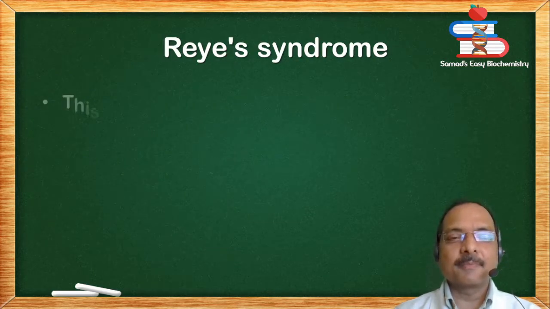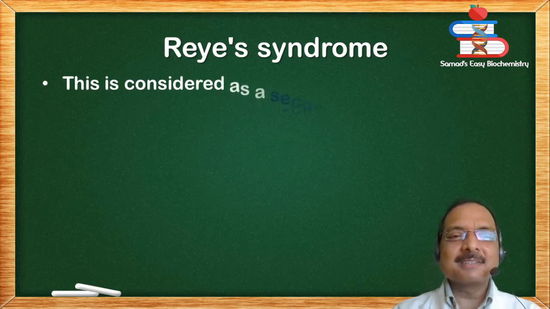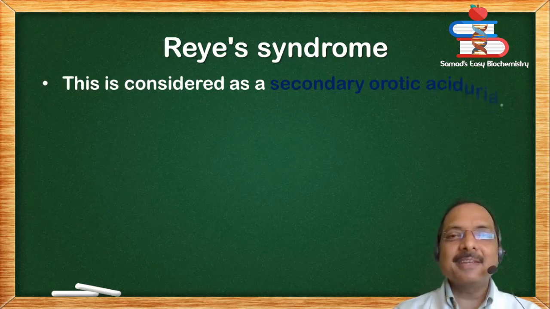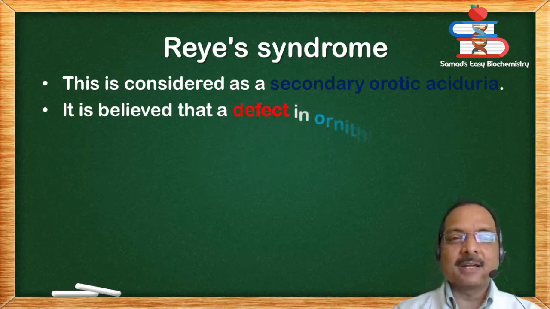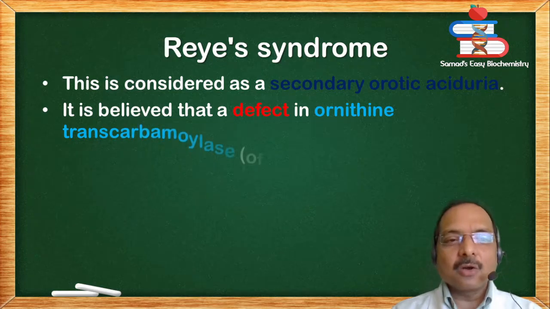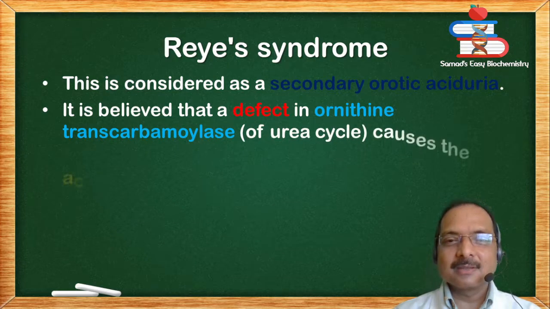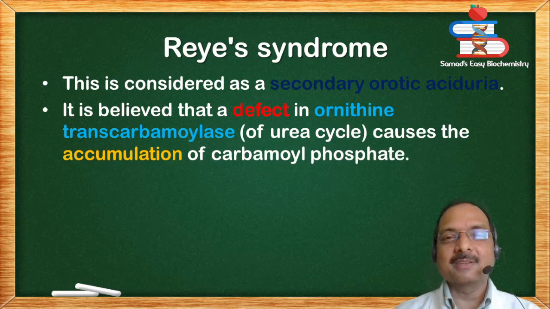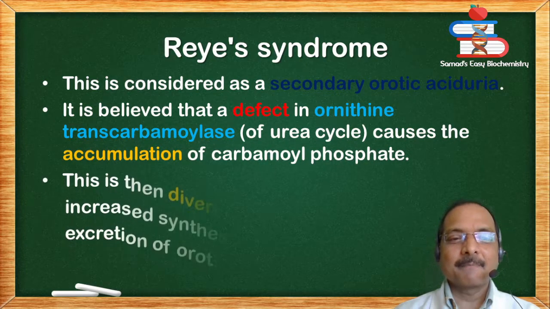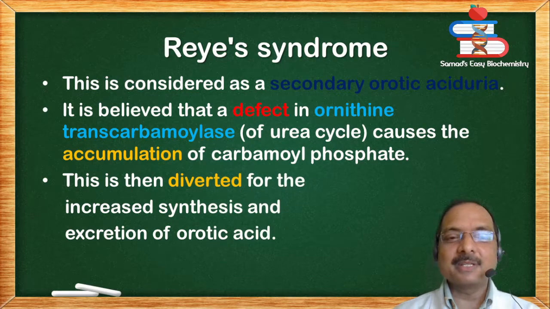Reye syndrome. This is considered a secondary orotic aciduria. It is believed that a defect in ornithine transcarbamylase of the urea cycle causes the accumulation of carbamoyl phosphate. The excessive carbamoyl phosphate is then diverted for the increased synthesis and excretion of orotic acid.